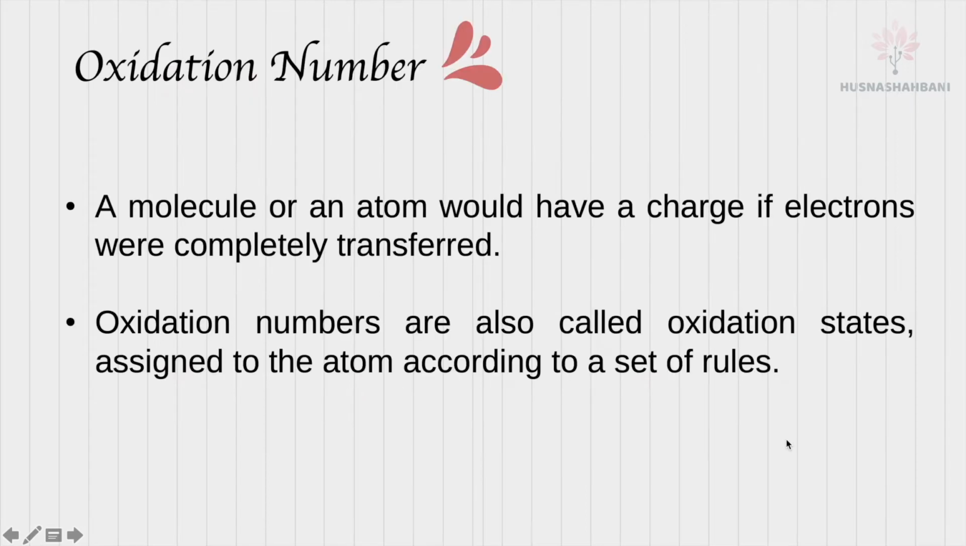Stoichiometry. Oxidation number. A molecule or an atom would have a charge if electrons were completely transferred. Oxidation numbers are also called oxidation states, assigned to the atom according to a set of rules.